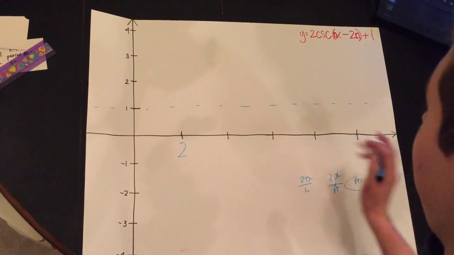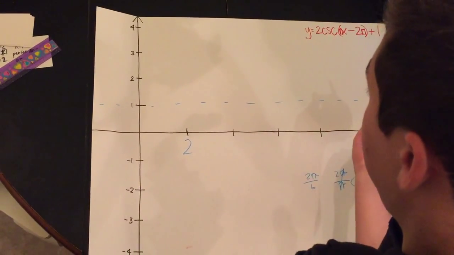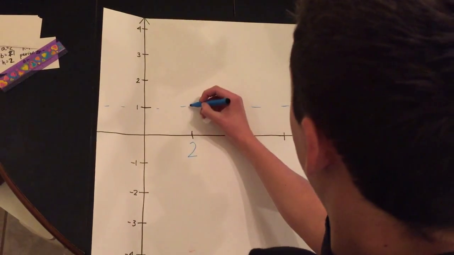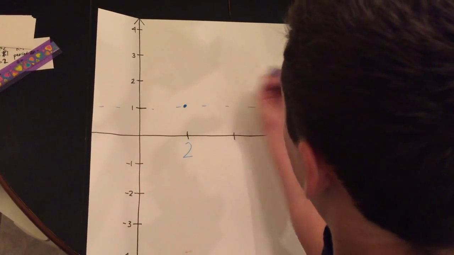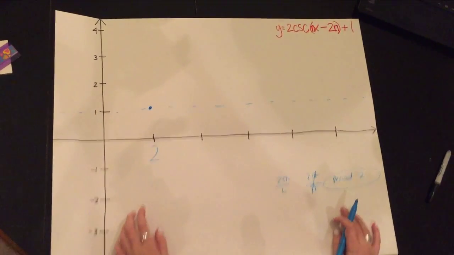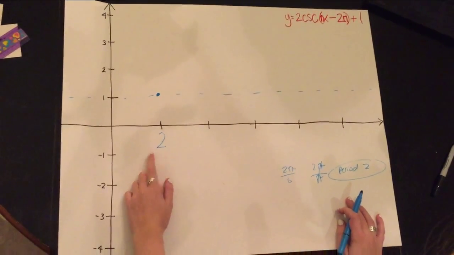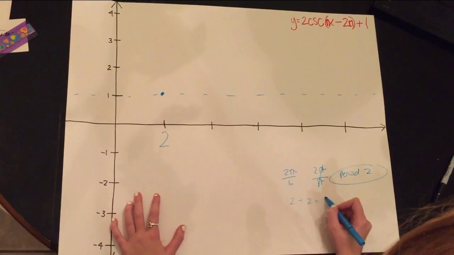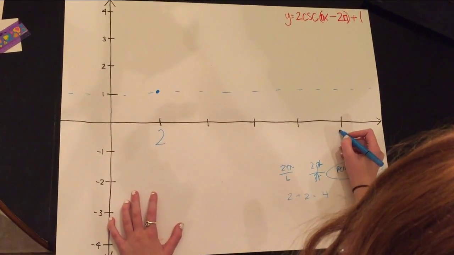And then you're going to have a point at h comma k, and your h value is 2, and your k value is 1. So you're going to have a point at 2, 1. Since the period is 2 and the beginning of the graph is 2, you would add 2 plus 2 to get 4, and that will be the end of your graph.